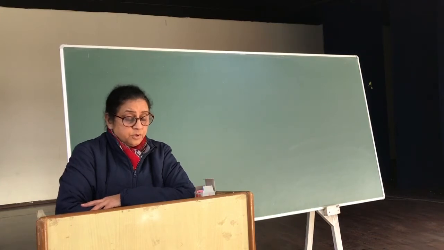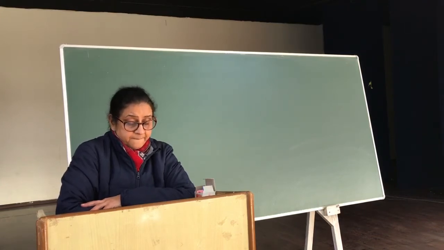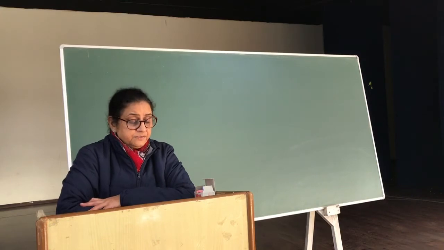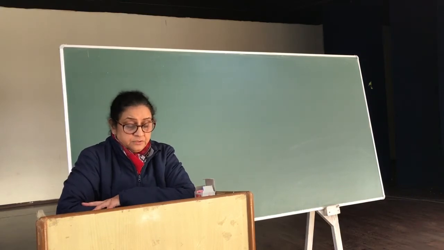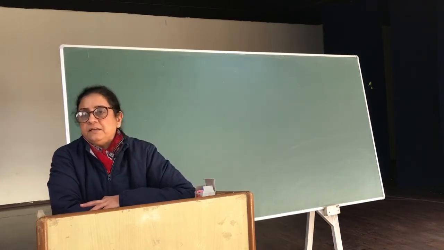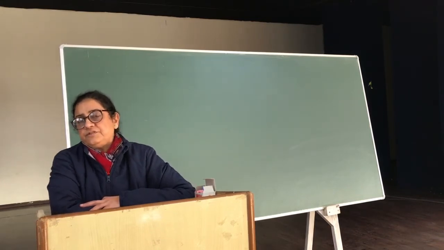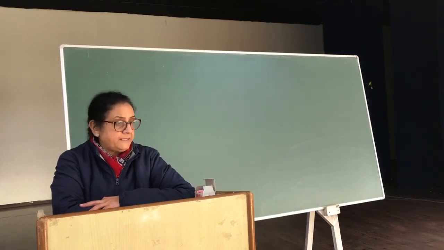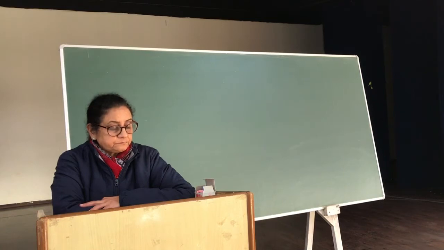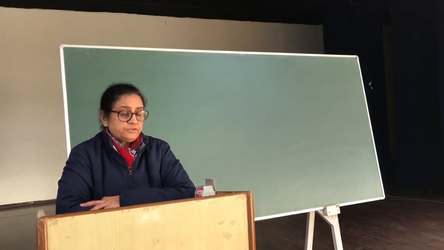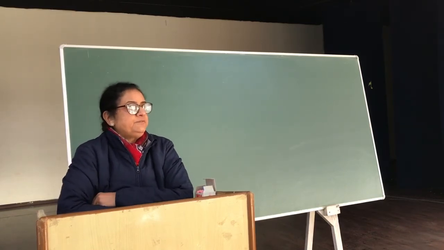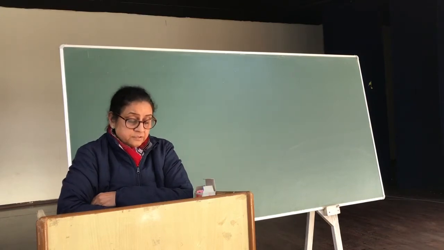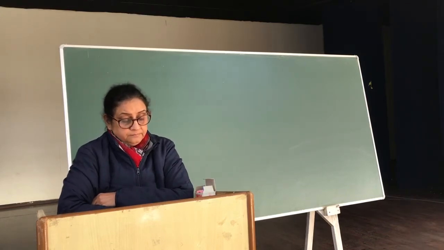And only rods function in dim light, and in the absence of the pigment they cannot function, and this is usually due to the deficiency of vitamin A. When a person is suffering from the deficiency of vitamin A, then he gets this defect of night blindness. And of course, vitamin A is responsible for the synthesis of the visual purple. So this is about night blindness.